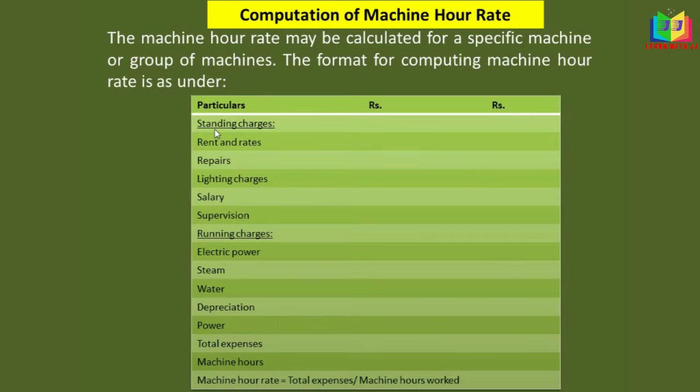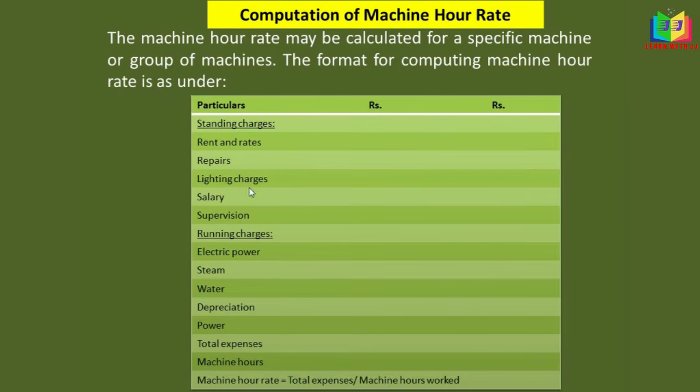First we have to write the standing charges. Standing charges are normally fixed per annum, it may be for a month or for a certain period, it may be for a day or like that. Standing charges are those fixed for some period of time. For example, rent and rates, lighting charges, salary, supervision, and repairs may also come under running charges. It depends upon the information given in the problem. If it is given for a month, it will come under standing charges. If it is based on the hour, it will come under running charges.